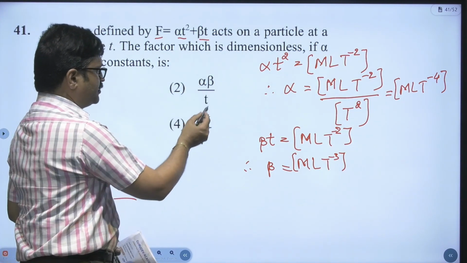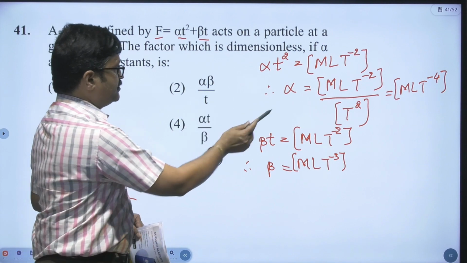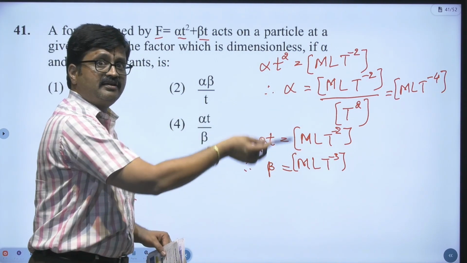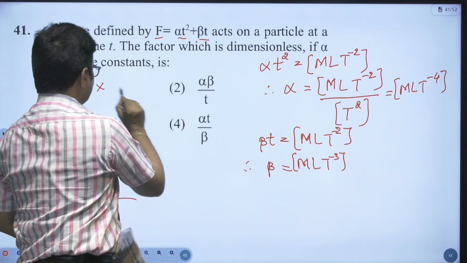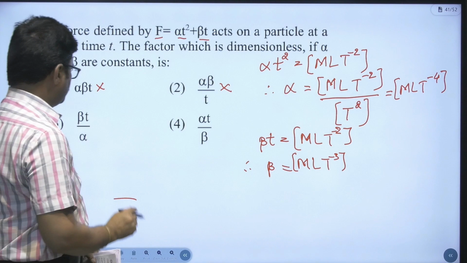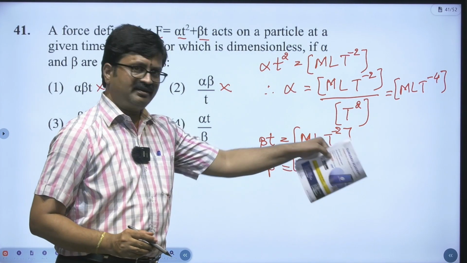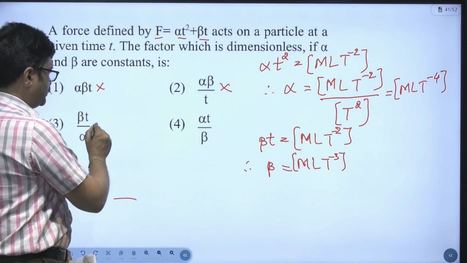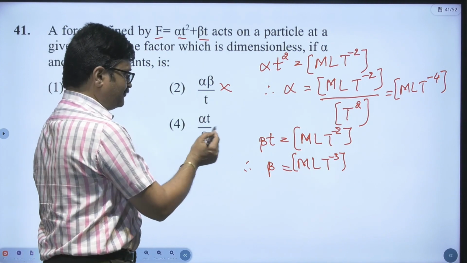Alpha into beta, again it is out of question. Why? Because we can see that alpha into beta will never give me M raised to 0, L raised to 0, T raised to 0. So definitely 1 and 2 cannot be picked. Now beta t by alpha. Beta is MLT minus 3 into T if you just do. Definitely you will not get dimensionless again. But the fourth option will definitely match.